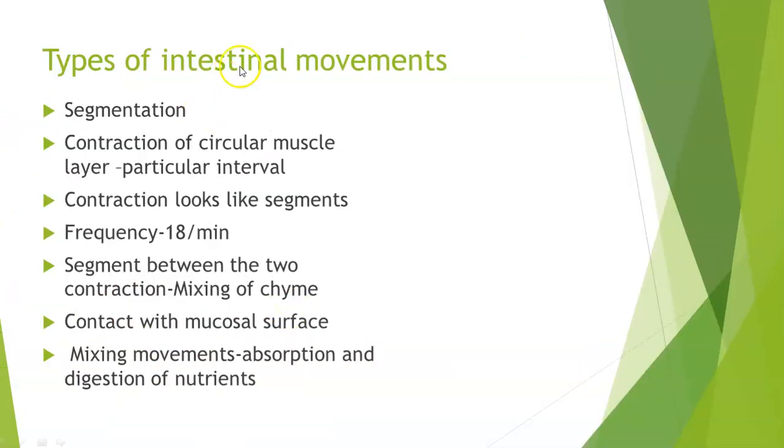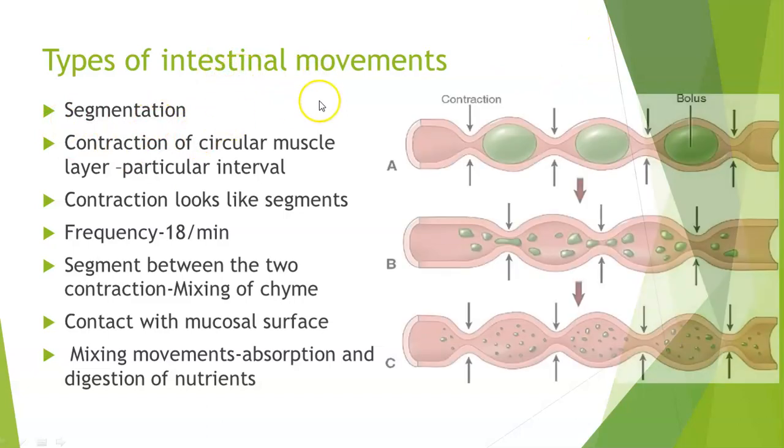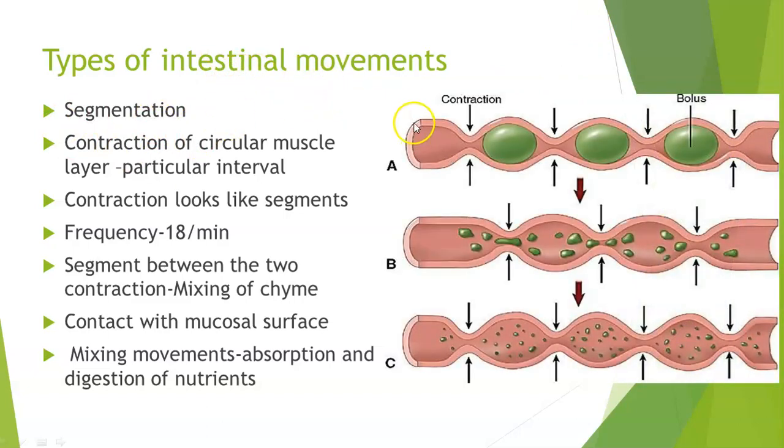Next, we come to the types of intestinal movements. The first one is the segmentation type. You already know this segmentation type is the contraction of the circular muscle present in the small intestine at a regular interval. It is a particular, regular frequency of interval.